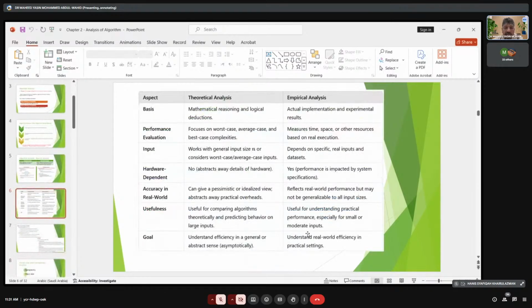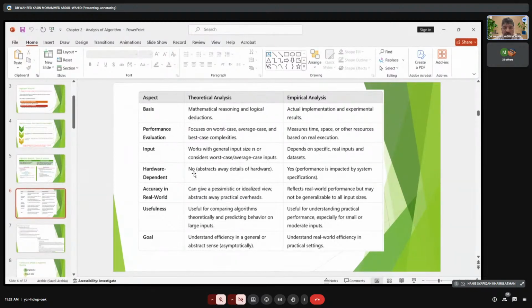Here, the basis of theoretical compared to empirical analysis. Theoretical uses mathematical reasoning and logical deductions; empirical uses actual implementation and experimental results. Performance evaluation for theoretical analysis focuses on worst, average, and best case. Empirical analysis measures time, space, or other resources based on real execution. Theoretical works with general input size n or considers worst-case and average-case inputs. Empirical analysis depends on a specific real input and data set.